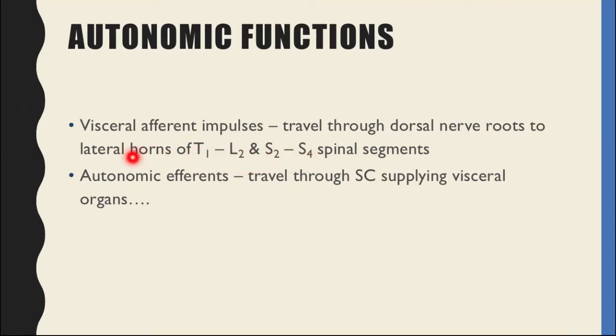Why? Because the lateral horn contains the autonomic nerve fibers, like the visceral afferent impulses that travel through the dorsal nerve root to the lateral horn. They are coming from the segments T1 to L2, and some of them are coming from the S2 to S4 spinal segments. That is the visceral afferent, and the autonomic efferent travels through the spinal cord supplying the visceral organs.